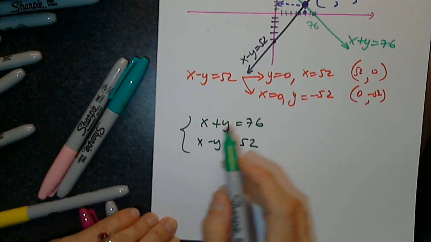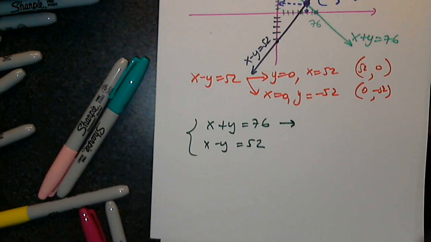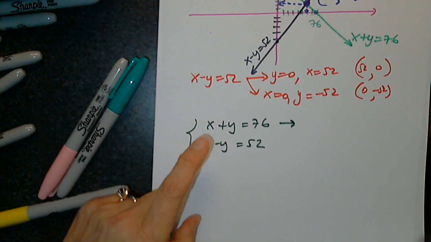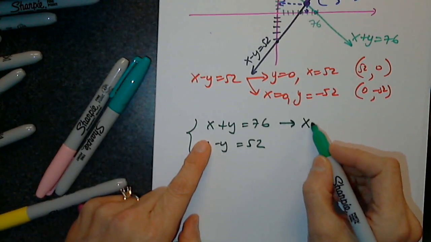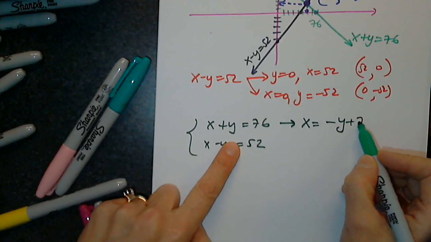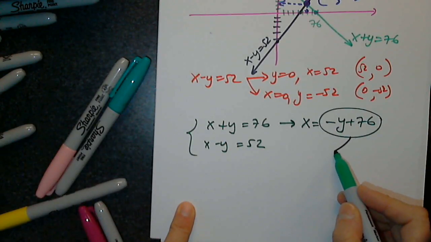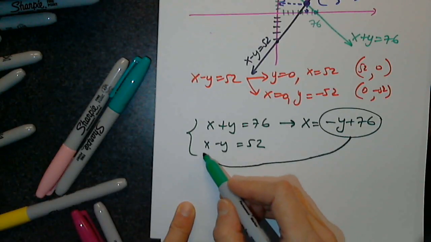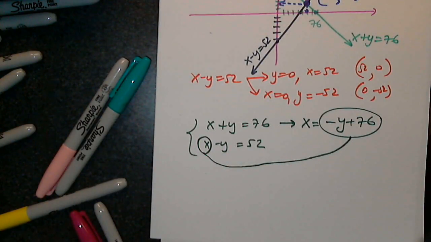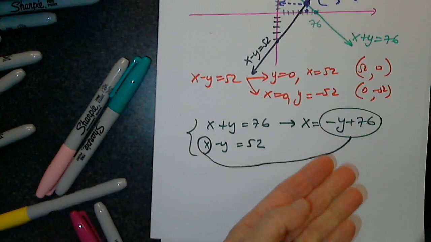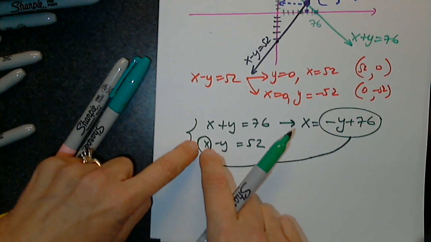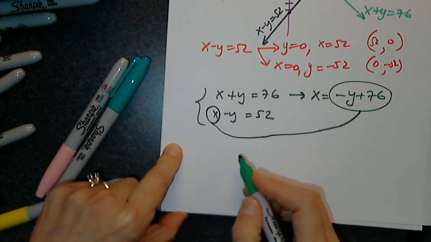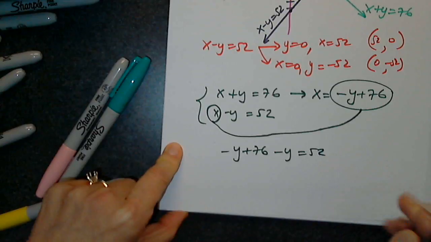And let's say I solve the first equation for a variable. Which one do you want? Substitution. Exactly. Solve for one of the two variables, whichever you want. X. Okay, so then x will be negative y plus 76. And then what do I do with this? Replace x in the second equation by what x equals. I know that x or negative y plus 76 is the same thing. So I'm going to replace this by negative y plus 76. So negative y plus 76 minus y equals 52.